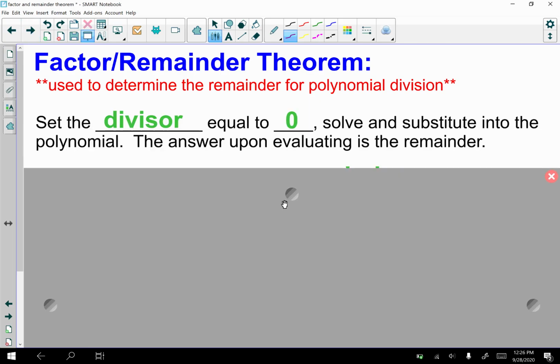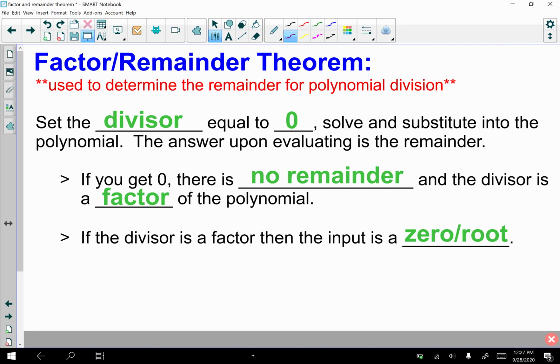We're going to set the divisor equal to 0, like we do in synthetic division. You're going to solve, and now you're going to substitute into that polynomial. And the answer, when we evaluate, is going to be our remainder. If you get 0, there's no remainder. The divisor is a factor. If the divisor is a factor, then your input is your 0 or your root.